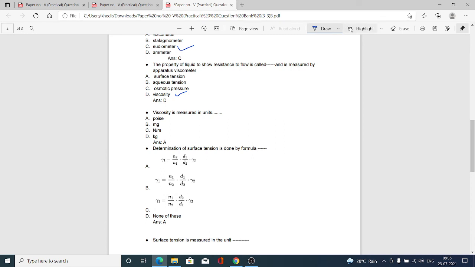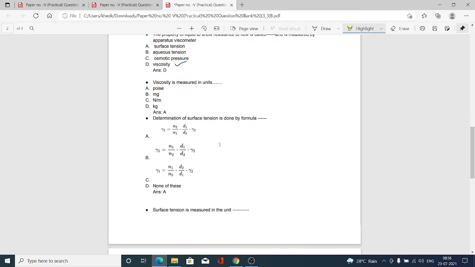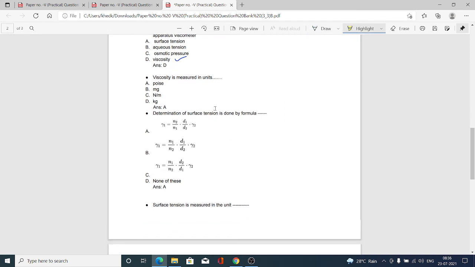Then next MCQ: viscosity is measured in dash dash units. Option A, poise. Option B, mg. Option C, N/m, Newton per meter. Option D, kg. Answer A is correct, since viscosity is measured in poise.